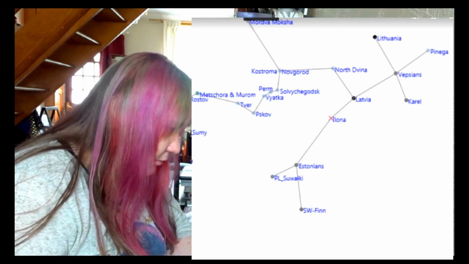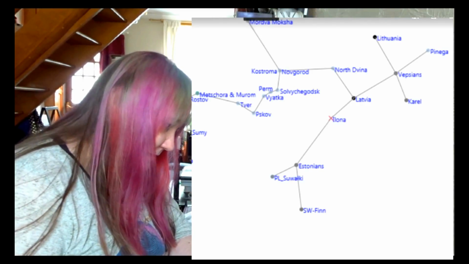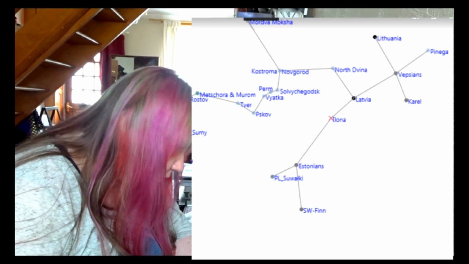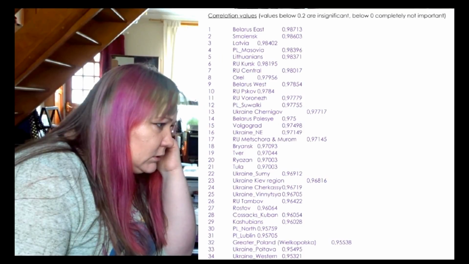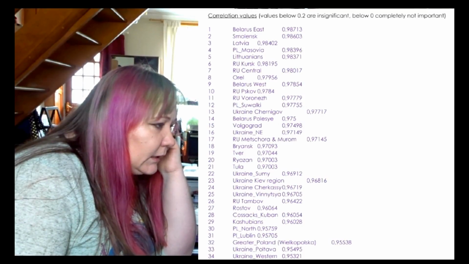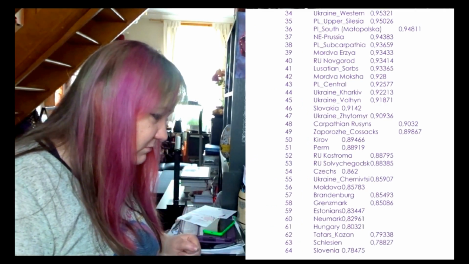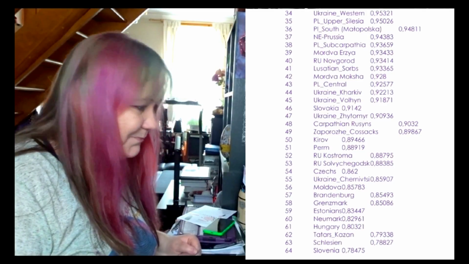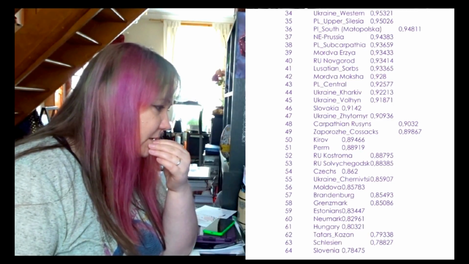And another something, and I am here. And here I can see that I am closest to Latvia. Correlation values. This shows how close I am to all these ethnicities. Most likely, we have ancestors from all the places in Europe. There can be some exceptions, but still.